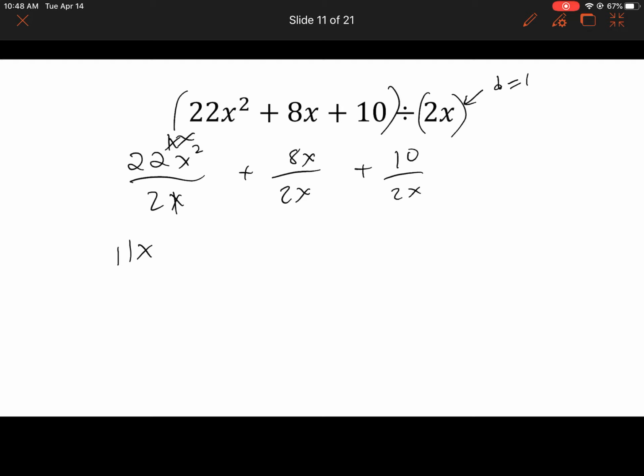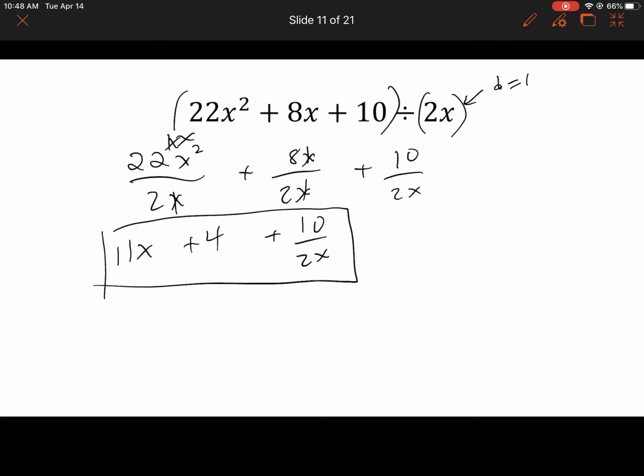The next term, we divide the numbers again. Positive 8 divided by 2 is equal to 4. X divided by x, so we cancel those out. And we're at the constant term. This means that the rest of it is our remainder: 10 divided by 2x. There goes our answer. Okay.